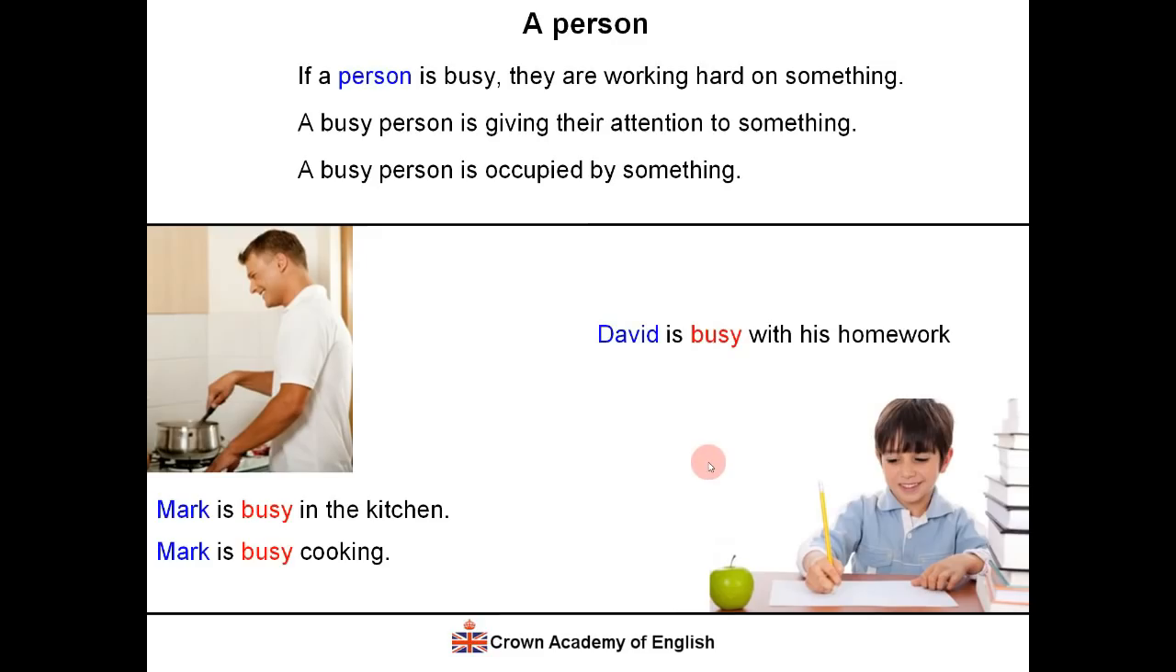Another example. David is busy with his homework. Or we can say David is busy doing his homework. Doing his homework. So here we have the verb do in the ing form. Okay?